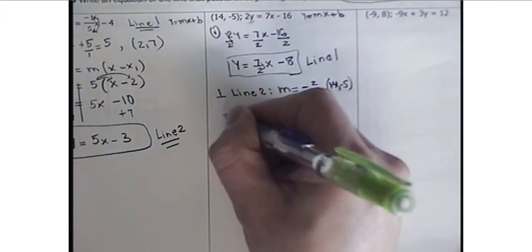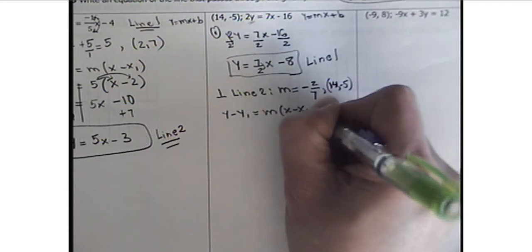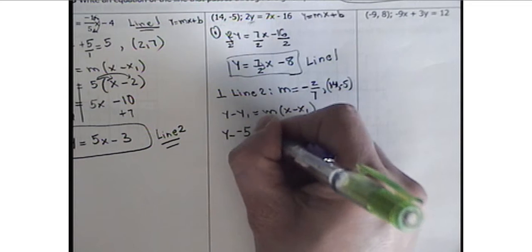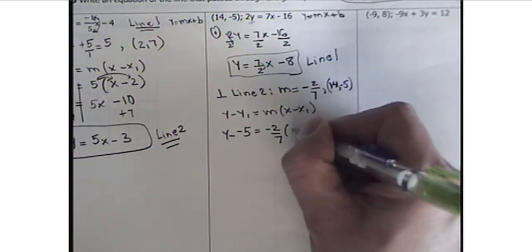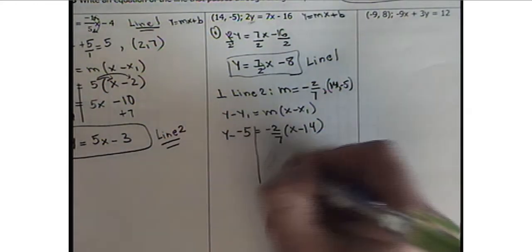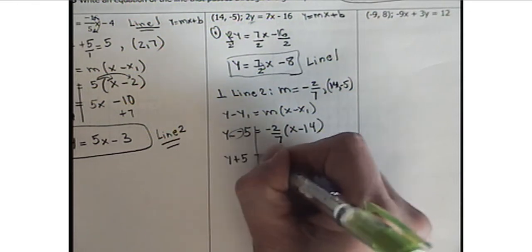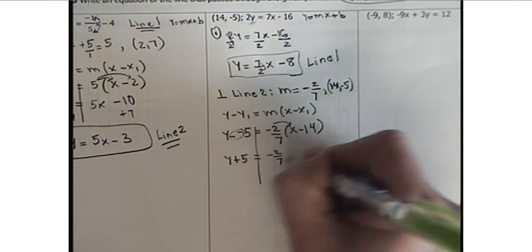So y minus y1 is equal to m times x minus x1. Y minus y1, which is y minus negative 5, equals the slope, negative 2 over 7, times x minus 14. Alright, so we'll continue. Those two negatives again change to plus, so it will be y plus 5 equals, distributive property here, negative 2 over 7x.